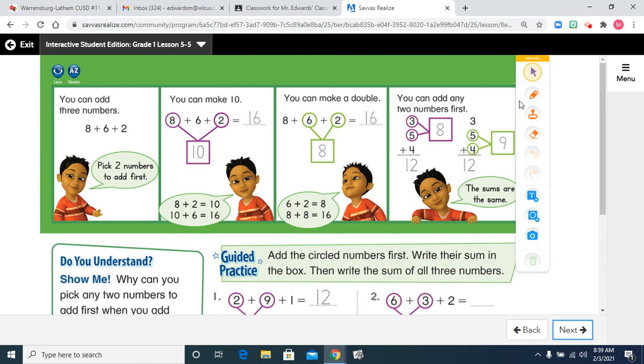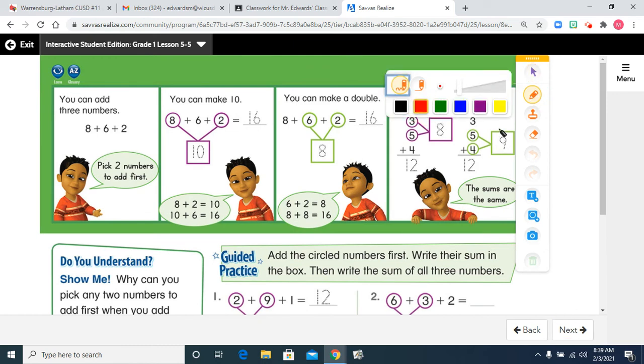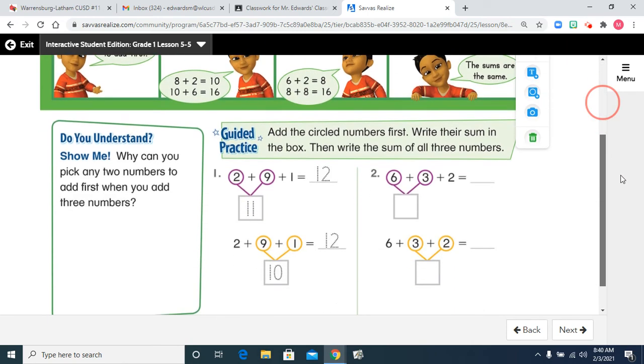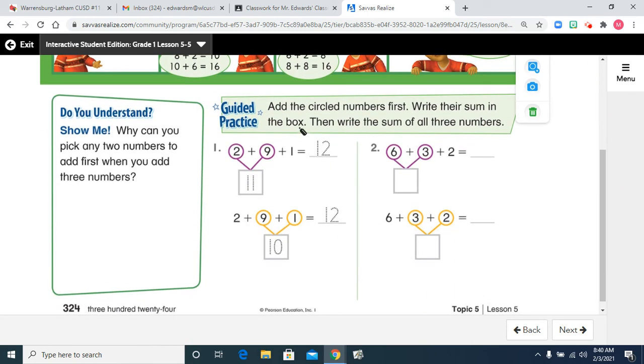Okay, at the top of this page is the person from the video, and they're showing you how to add three numbers, and they showed you two different ways to do it, but they got the same sum no matter what. Same here, same sum. Okay, let's read the directions. It says add the circled numbers first, write their sum in the box, then write the sum of all three numbers. Okay, so they did number 1 for us.